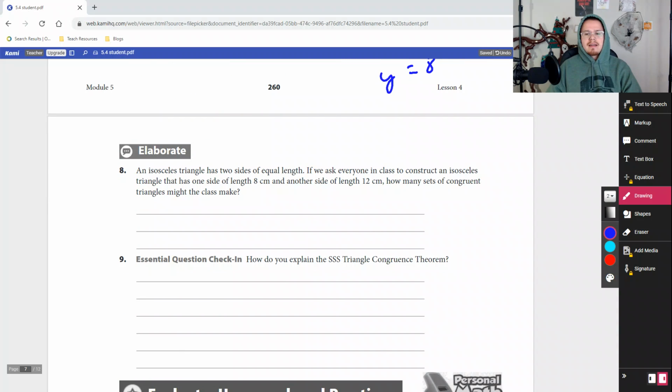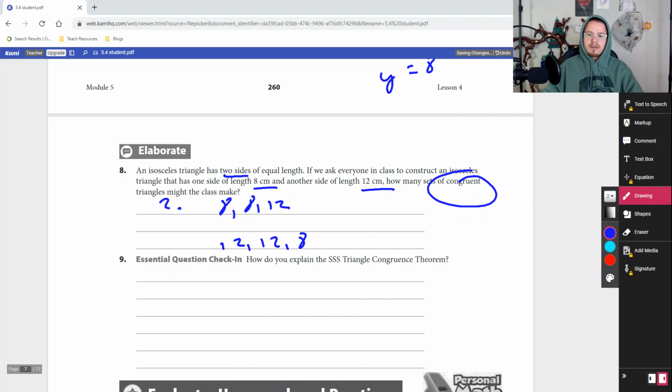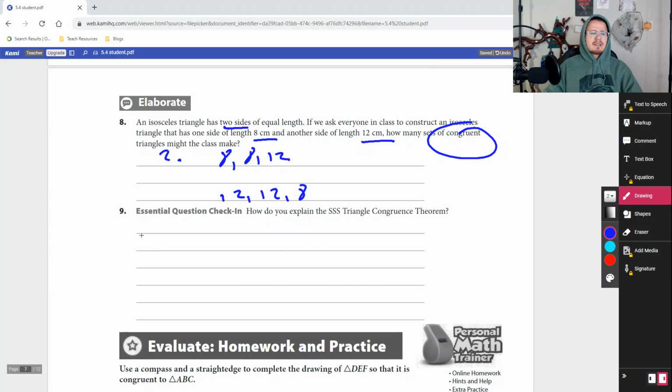Isosceles triangle, isosceles has two sides of equal lengths. We got two sides, but we know we need 3 if we're going to do side to side. If we ask everyone in class to construct an isosceles triangle that has one side length of 8 and one side length of 12, how many sets of congruent triangles might the class make? Well, at most it would be 2. So you could have 8, 8, and 12 centimeters, or you could have 12, 12, and 8 centimeters, because you need 2 legs to be the same length for an isosceles. So this is a really good opportunity for you to do some reflection and just make sure you understand what's happening here, because you can explain this.